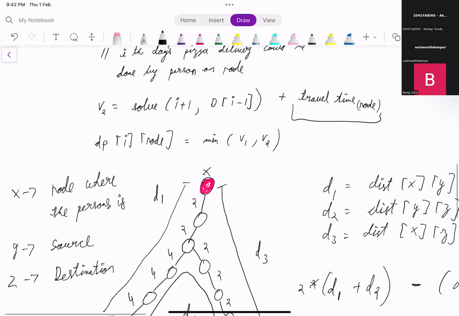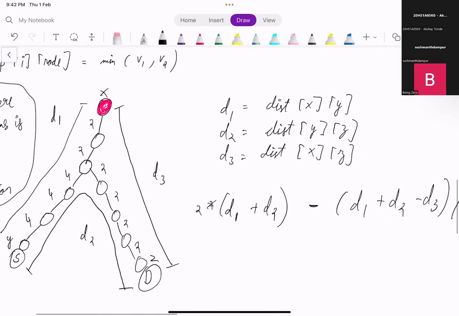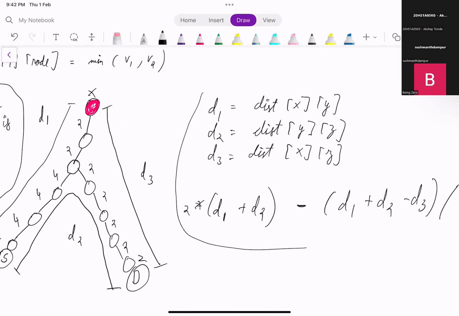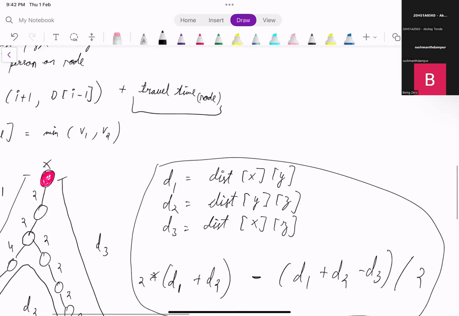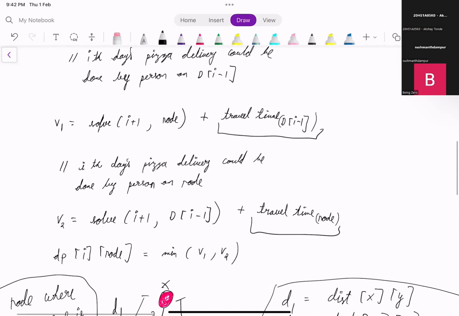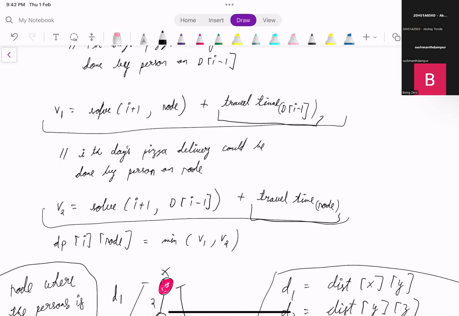So with these definitions, we could compute the travel time as this thing which we derived. So we can apply the same thing, identifying the x, y, and z values from these transitions, and calculate the travel time.